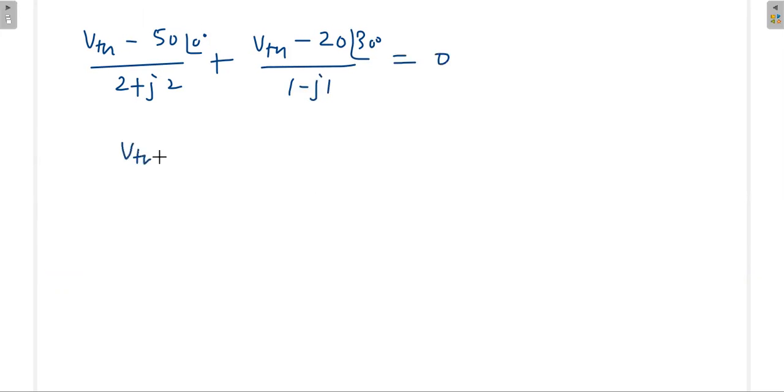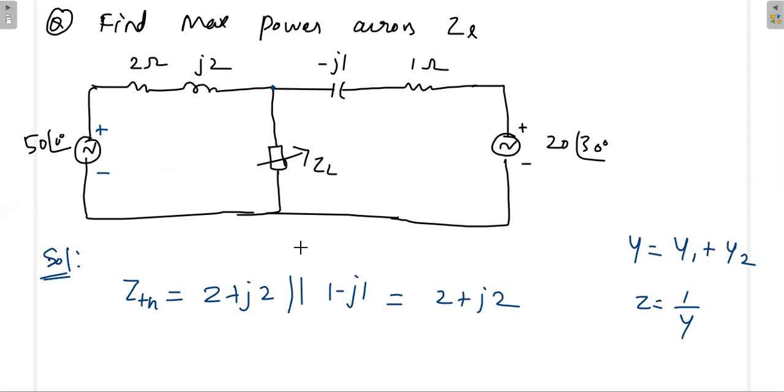So finally, one equation, one variable. So the final answer is 84.64 at 40.2 degrees, that is V Thevenin. Okay, already you know what Z Thevenin is, but what should be our load impedance? When the load impedance is completely variable, then ZL should be Z Thevenin star.